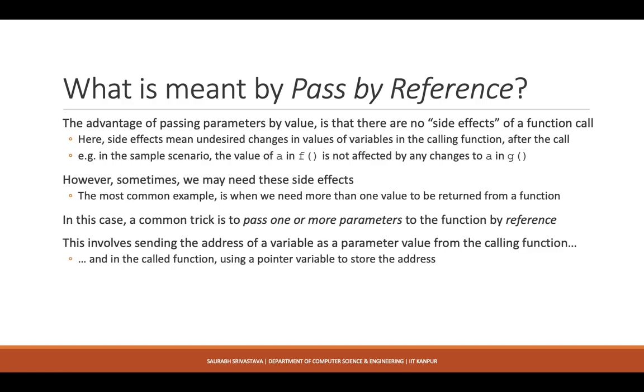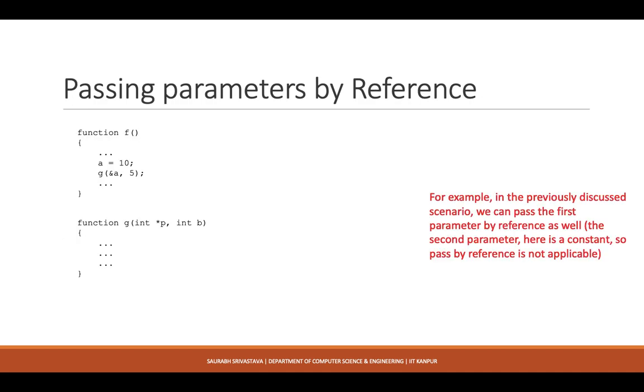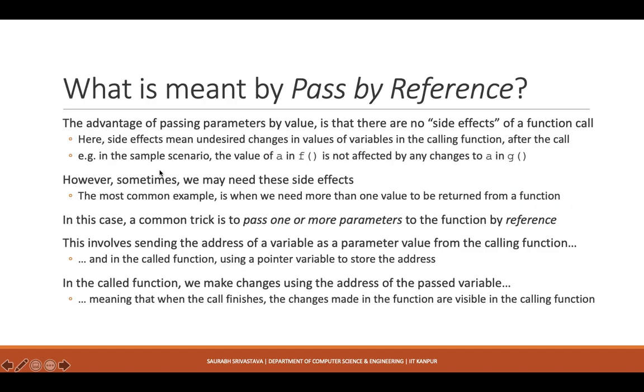This usually involves sending the address of a variable as a parameter value from the calling function, and in the called function we use a pointer to store this address. So something like this, and it's the same example. We have the function f and the function g, but here the first parameter of function g has become a pointer. I have used a pointer called p, and from here I'm basically passing the address of a. Instead of a, I'm passing ampersand a. So this is basically the address of a.